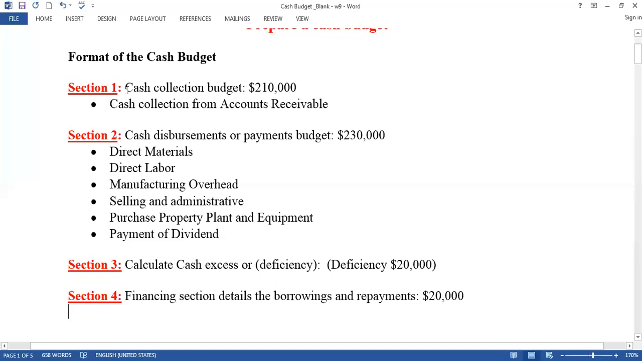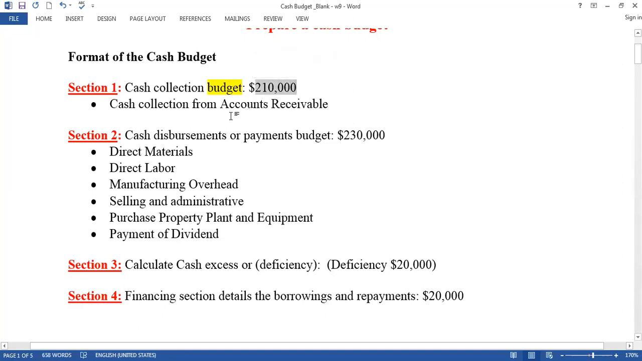So what is Section 1 about? Section 1 is about the expected cash collection budget. So you are going to prepare a budget of your expected cash collection in the future. How much cash are you going to receive in the future?